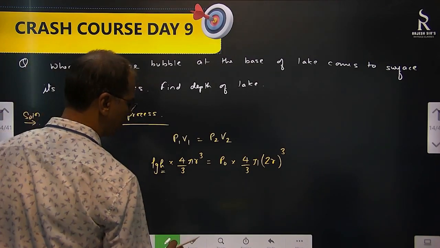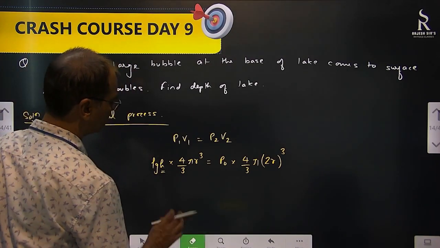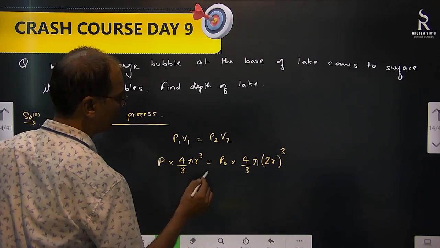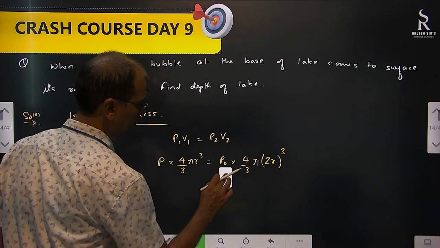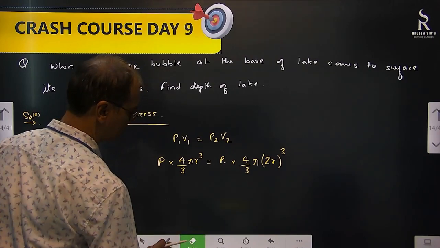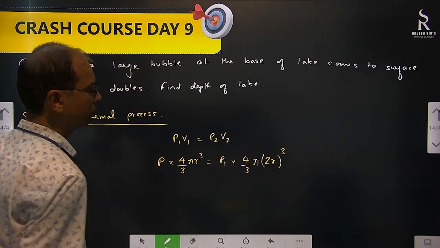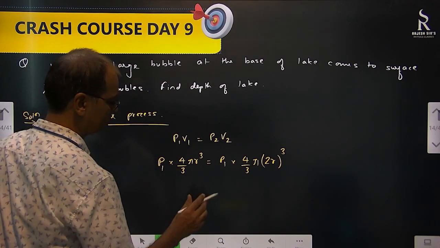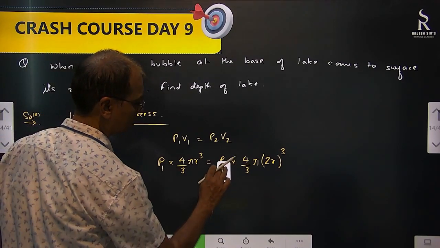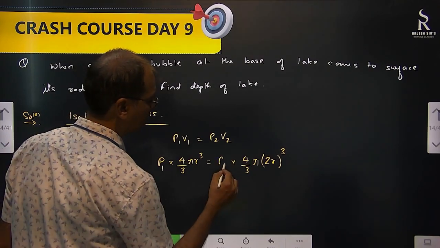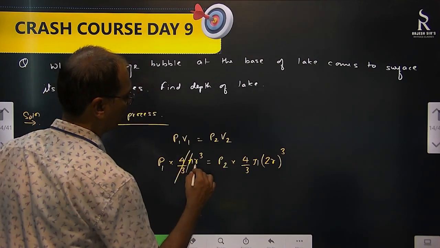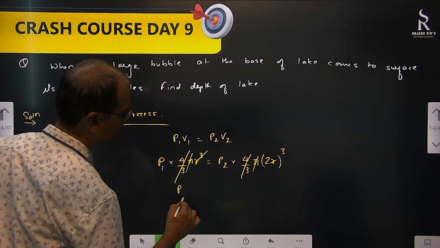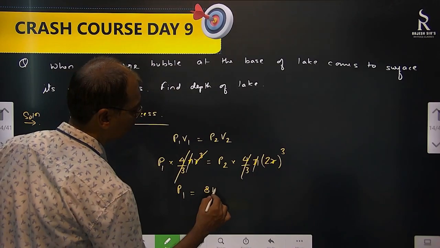Or in terms of pressure itself, suppose rho gh I am not taking, if I say this is P1 and this is P2. Now what we have? 4 by 3 pi and r cube cancel. So what we have? P1 is actually equal to 8 P2.